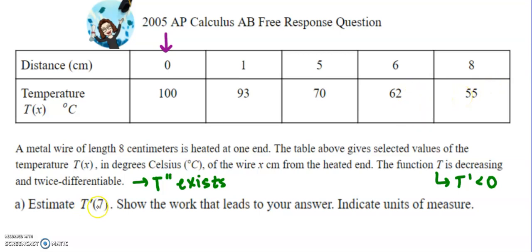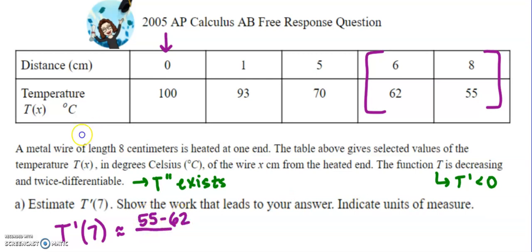Estimate T prime of 7. Well, T prime of 7 would represent the rate of change at 7. We can't find the rate of change specifically at 7, but we could approximate it by saying what's going on around 7, right? So we can use our old school slope, and indicate units of measure. Old school slope is going to be 55 minus 62 over 8 minus 6. So we end up with negative 7 over 2.